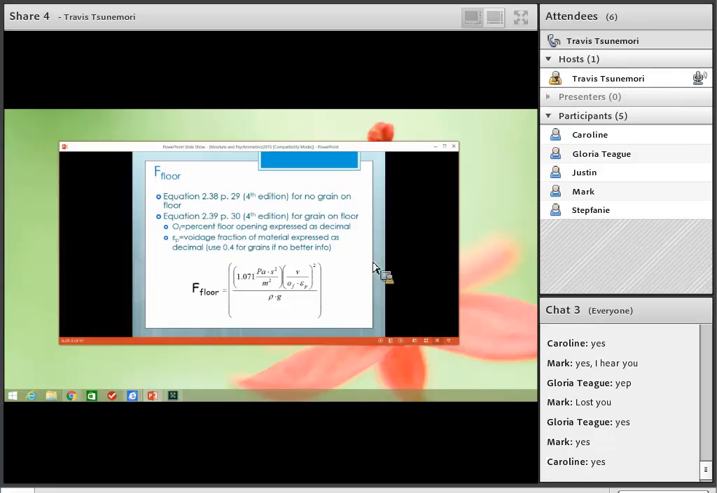And you can see the equation there. It's 1.071 Pascal second squared divided by meter squared times V over O sub F times epsilon sub P over rho g. So this O sub F, percent floor opening, expressed as a decimal, that's usually given to you in the problem because it's going to be a physical reality of the bin system. And epsilon P is the voidage fraction of materials expressed as a decimal. And if it's not given, then 0.4 is a pretty good estimate for grains.